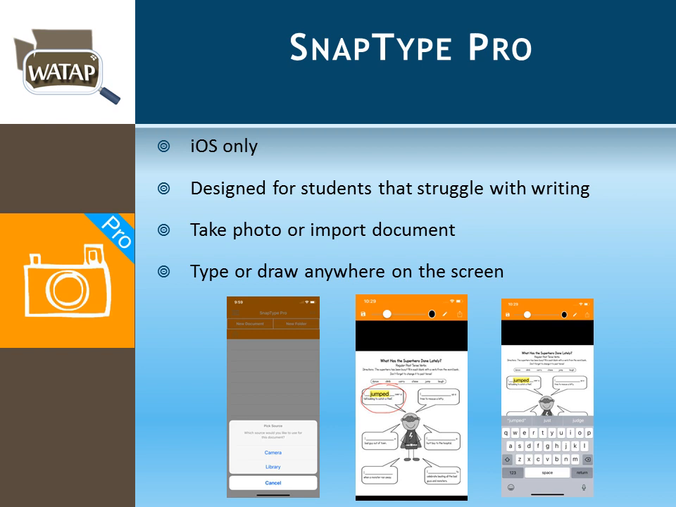SnapType Pro, iOS only. This is really designed for individuals who struggle with the physical aspect of writing. They can take a photo with their camera, or they can import a document. And once that document has been imported or is on the tablet screen, they can draw or type anywhere, or even handwrite anywhere on it, and then save that document for later use and later access.